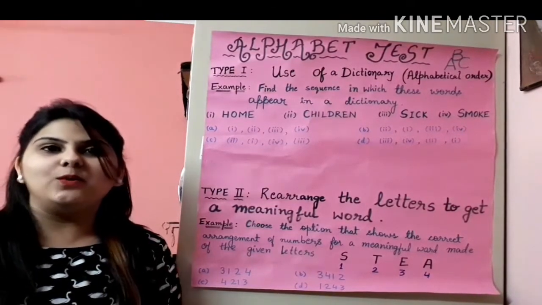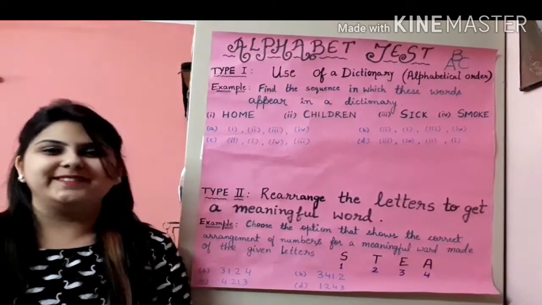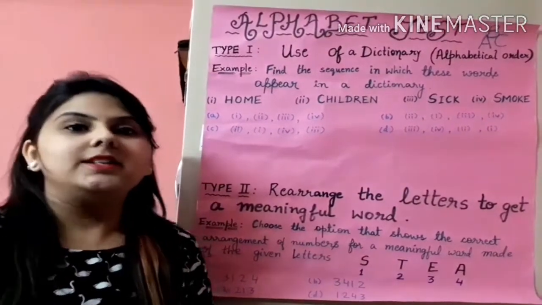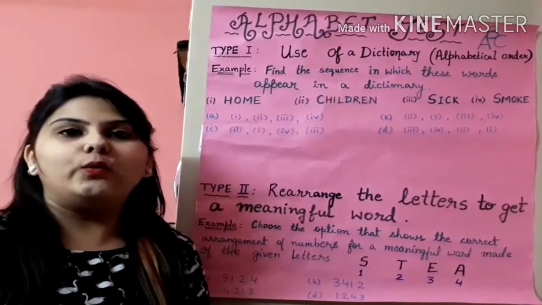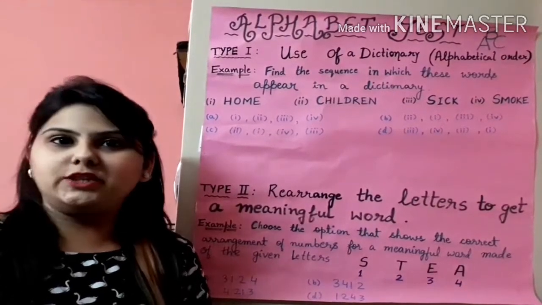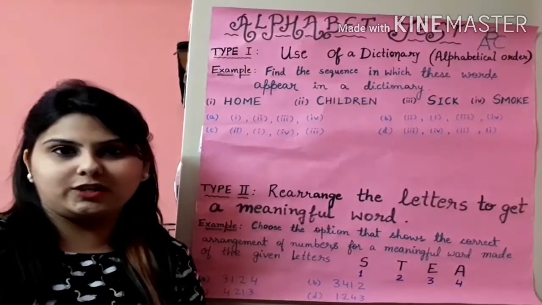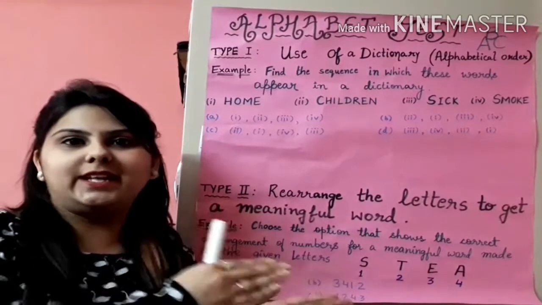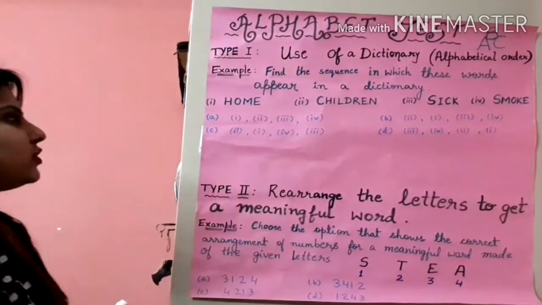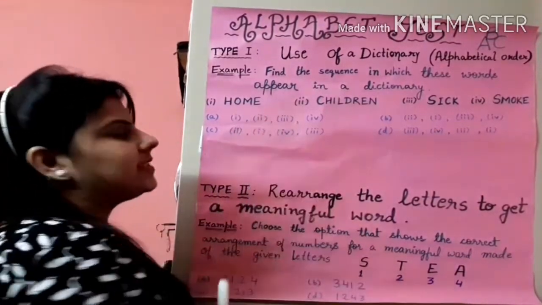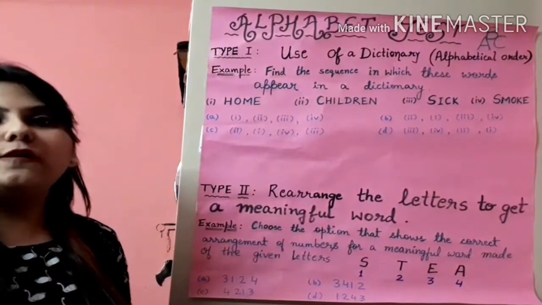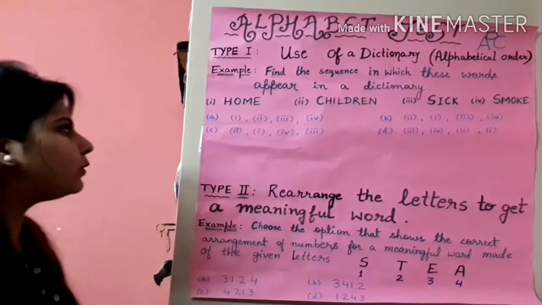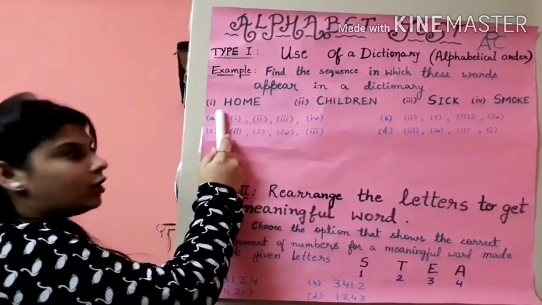So now let's see what we have in store. Starting with type 1. Type 1 tells us how to use a dictionary. So we know that the words are arranged in alphabetical order, that is from letters A to Z. Here the first question says, find a sequence in which these words appear in a dictionary. First we need to see the first letter of each word.